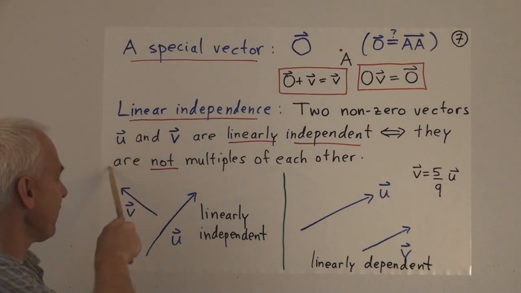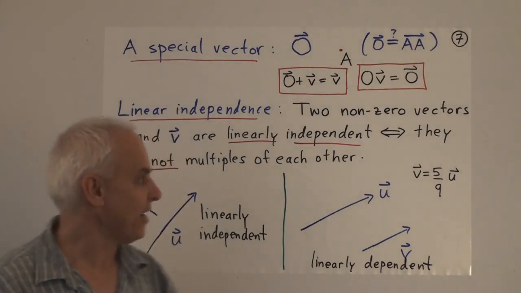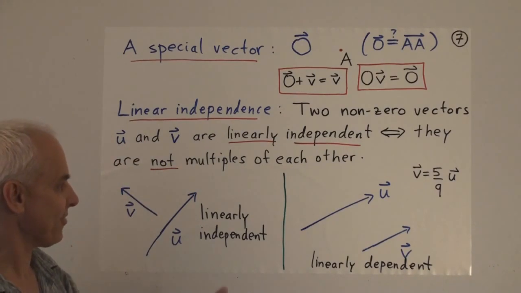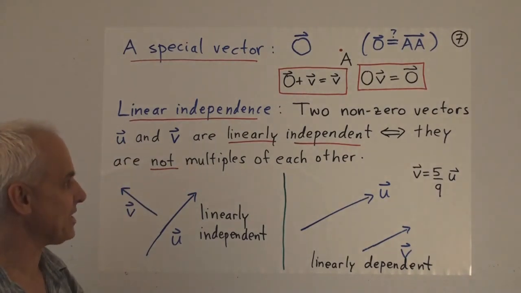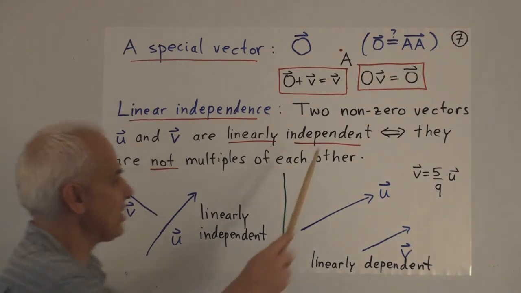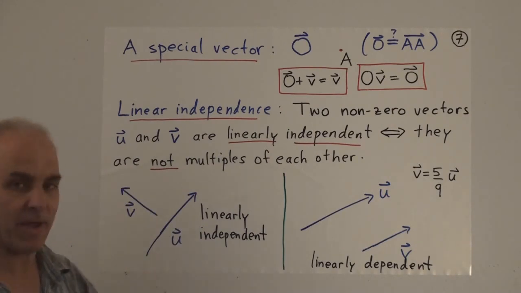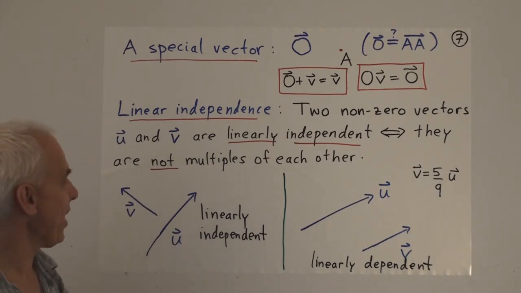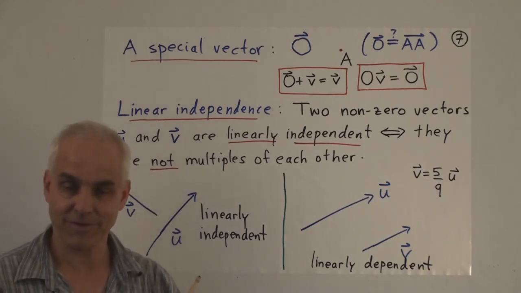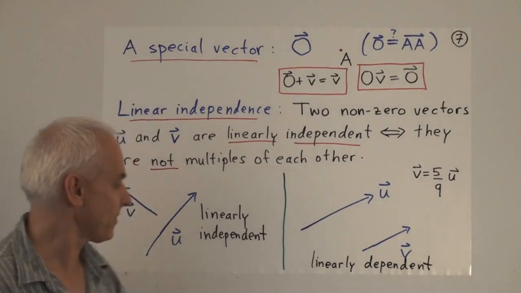And here's another very important concept that's going to play an increasingly crucial role as we develop linear algebra. It's the idea of two vectors being linearly independent. We say two non-zero vectors, u and v, are linearly independent precisely when they are not multiples of each other. So if they are not multiples of each other, then they're independent.